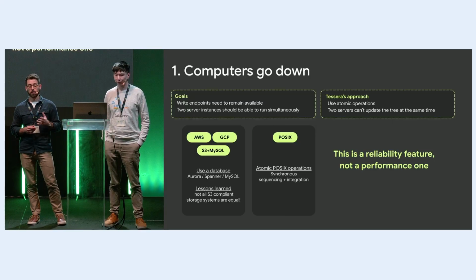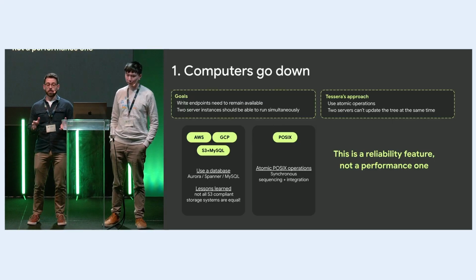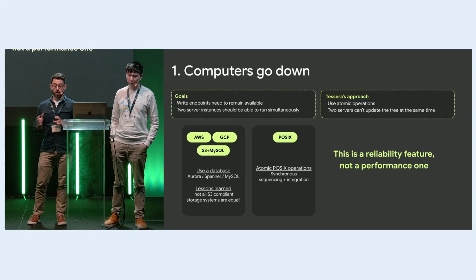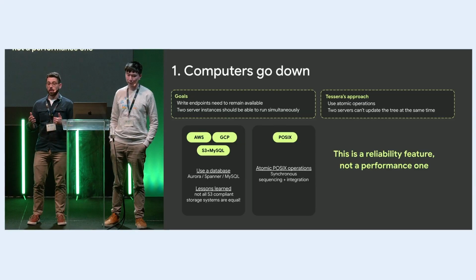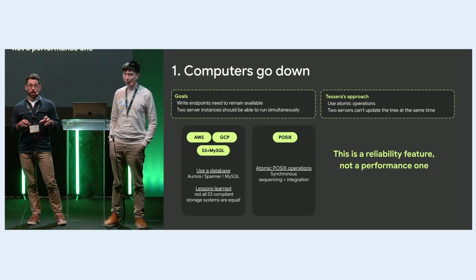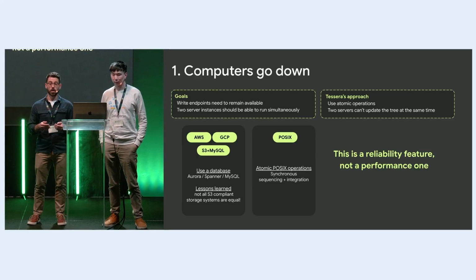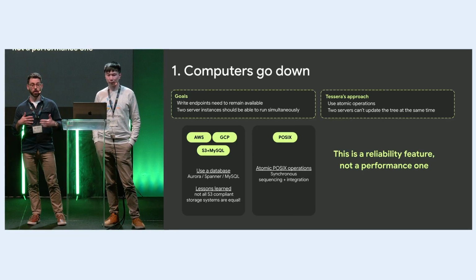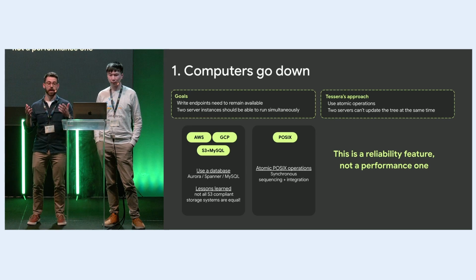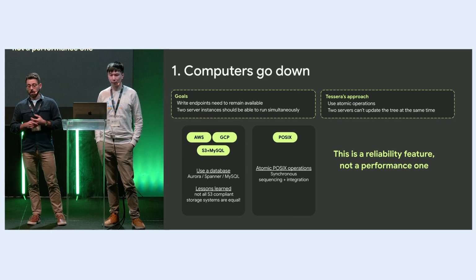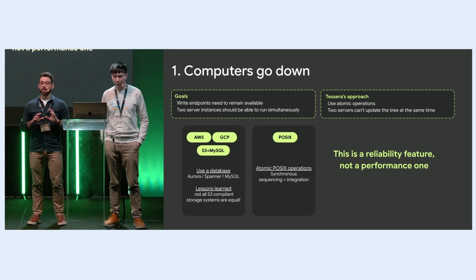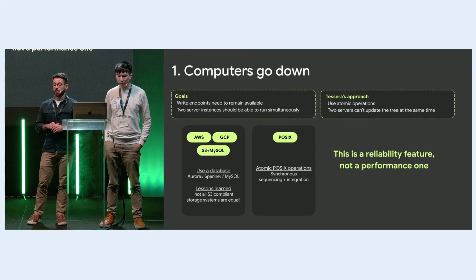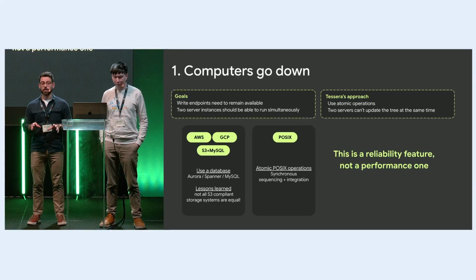So one of our goals was to make sure that the write endpoints would stay available as much as possible, and that also you could run multiple servers in one go, which could be either intentional, because you actually want to have 2 servers, or because you configure your system to have only 1 server, but the cloud environment that you work on makes it such that at some point you have an update and there are 2 running for like half a second. So Tessera's approach for this is to only use atomic operations. And that means that 2 servers cannot update the log at the same time.